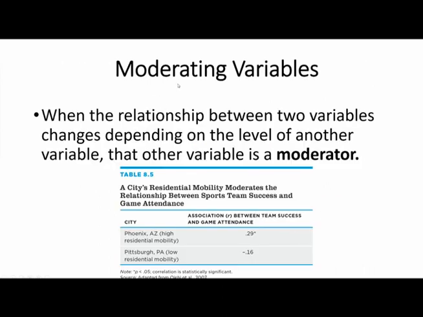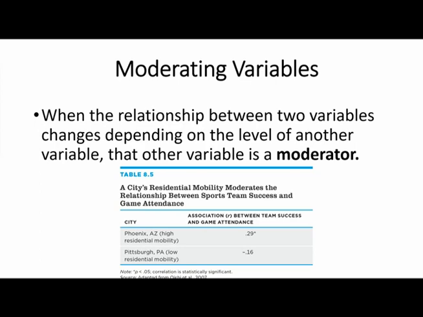All right, and then our last point is all about moderating variables. And so when the relationship between two variables changes, depending on the level of another variable, then that variable that's causing the changes is the moderator. So we have a neat example here that I hadn't actually considered until the textbook pointed it out.